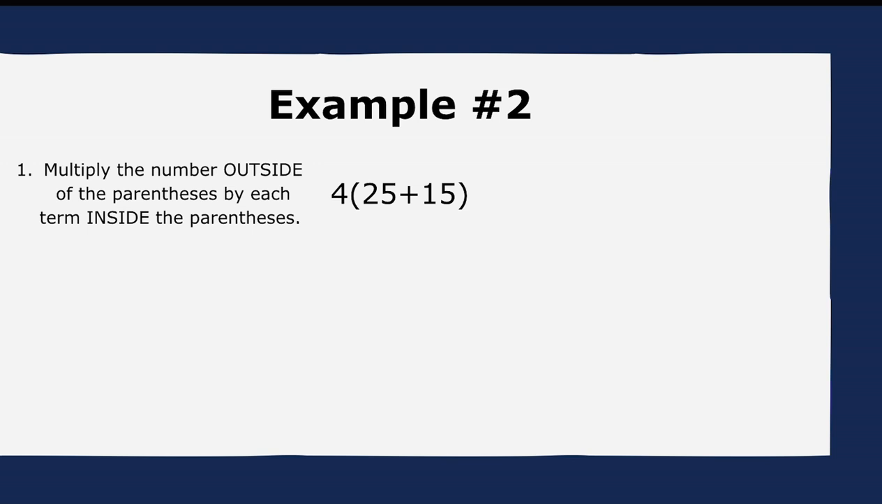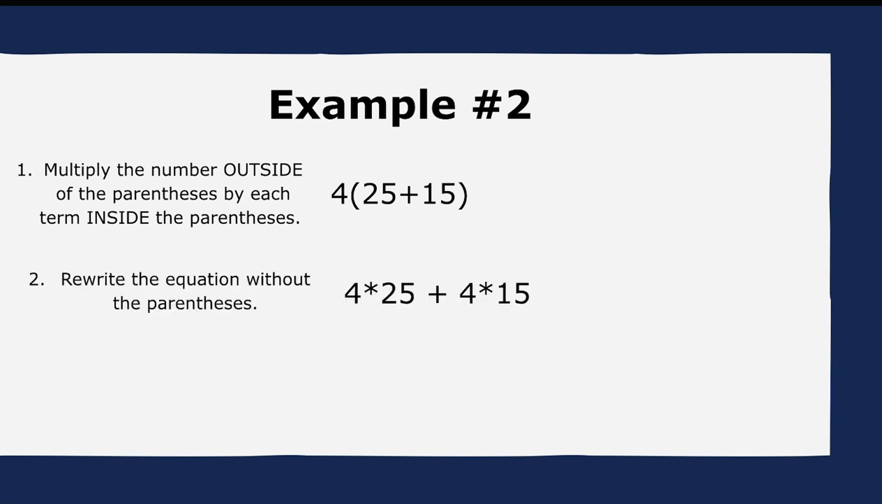So I would have to remove the parentheses. How exactly do I remove the parentheses? Like I said in our last example, to remove those parentheses, all I would have to do is do the term multiplied by the coefficient. So that would be 4 times 25 and 4 times 15. And of course, we are adding these values together because that's what the original equation said to do.